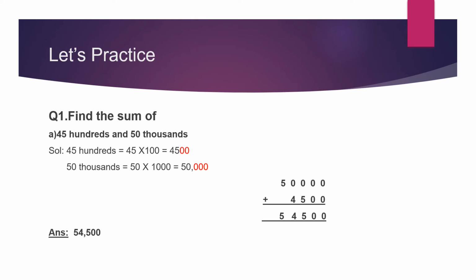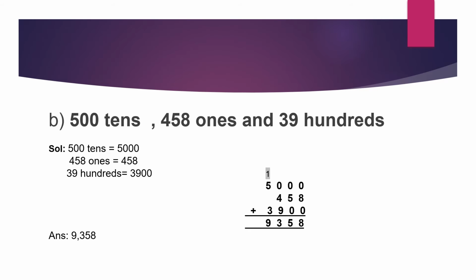Can you see the first question given to you is: find the sum of 45 hundreds and 50 thousand. Now, as learned above through our previous slides, we can easily see 45 hundreds, its value is equal to 4500. Similarly, 50 thousand is the same as 50 times 1000 and its value will be 50,000. Now, we can easily arrange them in columns and, children, add them as shown here. So, the sum becomes 54,500. Let's practice one more question.